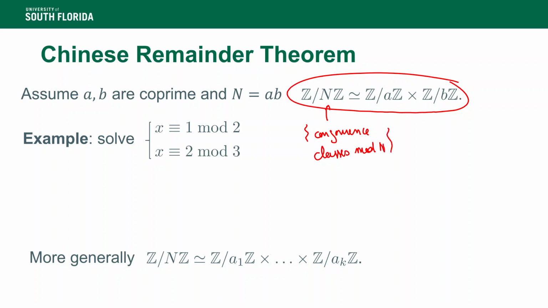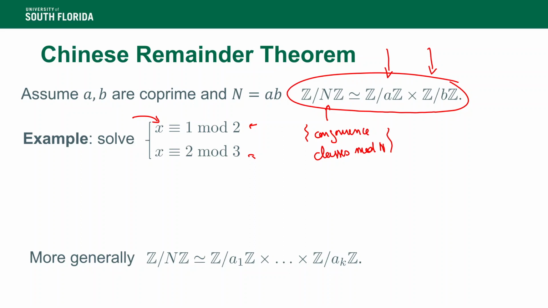And this is not just a set, okay? It's also a ring. And the thing is, it's isomorphic to the direct product of congruence classes mod A and congruence classes mod B. So, what does it mean? It means that if you're looking at all the elements that are congruent to an X mod n, it's the same as fixing elements mod 2 and elements mod 3.